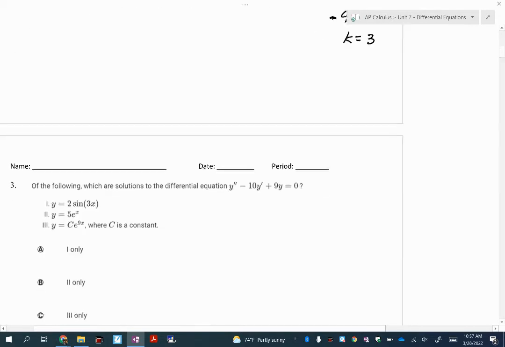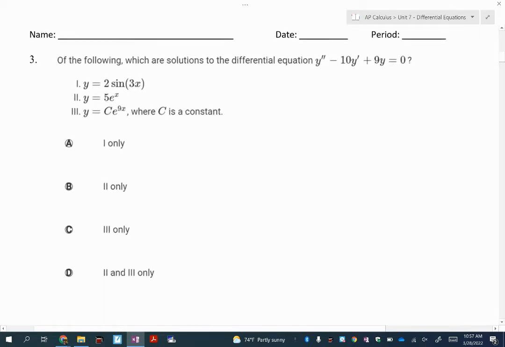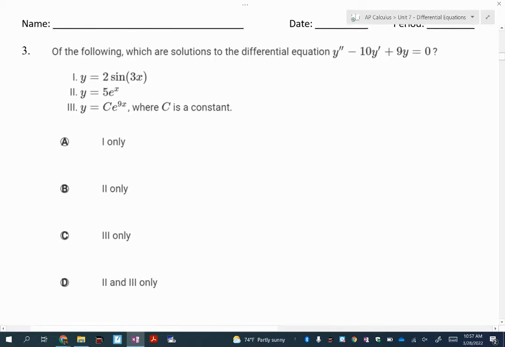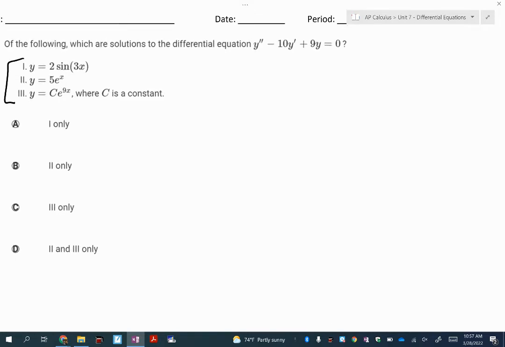Okay, number 3. It says, of the following, which are solutions to this differential equation? And you'll notice we have 3 options in our answer choices, and we're going to determine if one of these, 2 of these, or all 3 of these are going to make this differential equation equal to 0. All right, so I'm going to start with the first one.